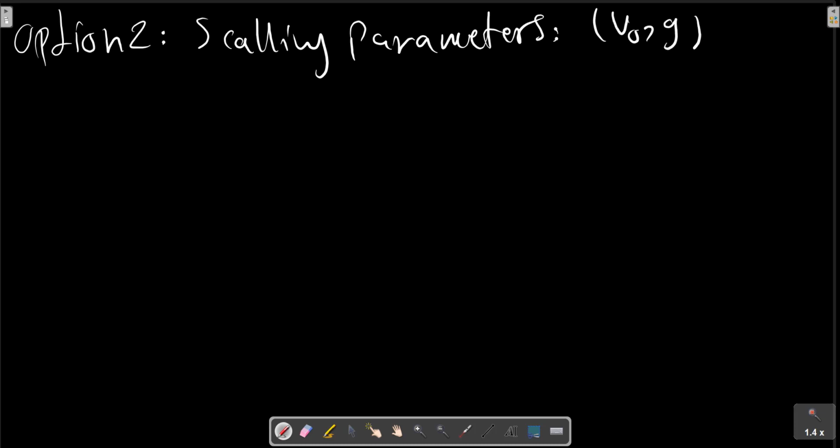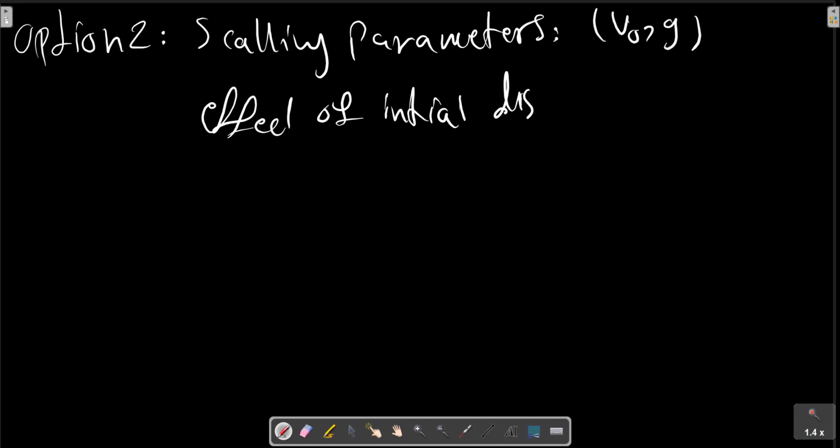P0 and G. The effect of initial displacement is 0.